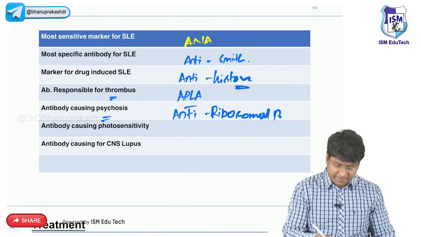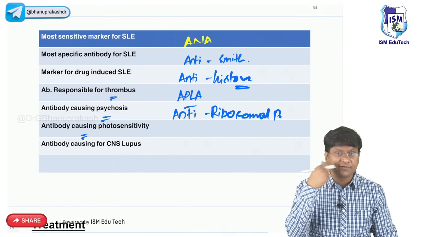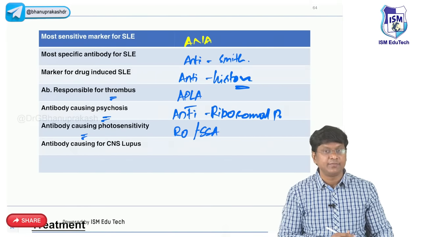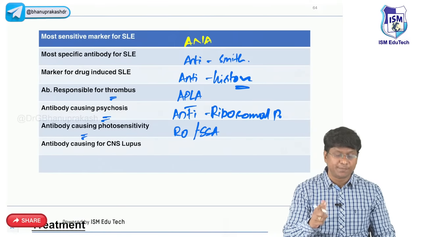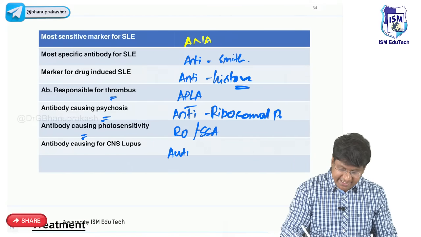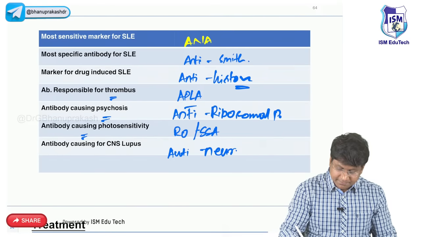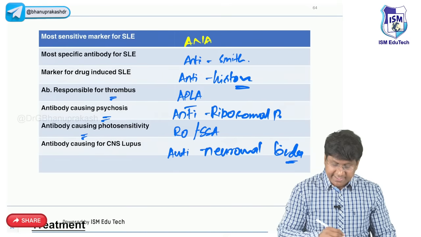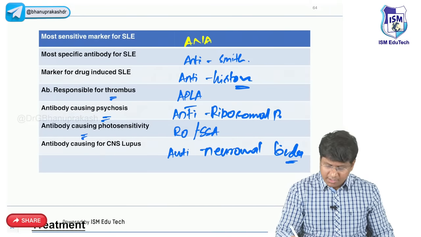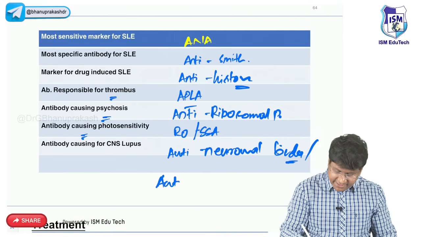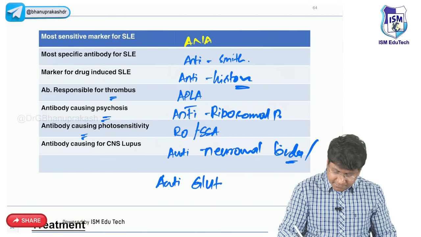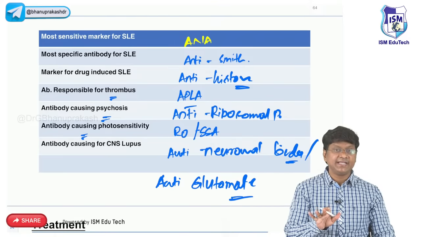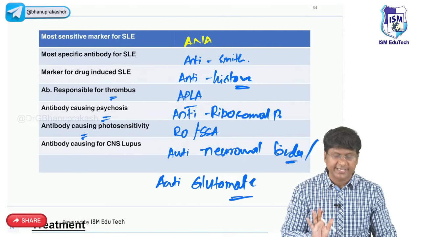Antiribosomal P antibody. The antibody causing photosensitivity, just now we have discussed, is anti-Ro or the SSA antibody. The antibody causing CNS lupus will be the anti-neuronal antibody, which we also call the anti-glutamate antibody. So this is the entire story of the antibody picture in case of SLE.